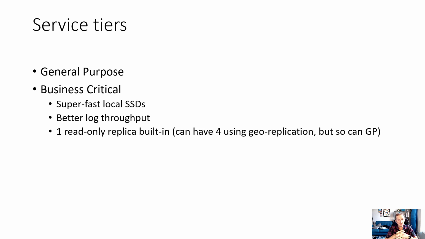Finally, business critical also has 1 read-only replica built in. You can have 4 using georeplication, but so can general purpose. So by default, you get 1 read-only replica, and read-onlys, remember when we talked about it in the last video, if you get the reads off of the primary, that is like a go fast button. You will see huge performance gains when you do that.